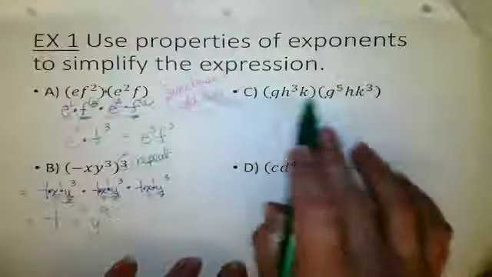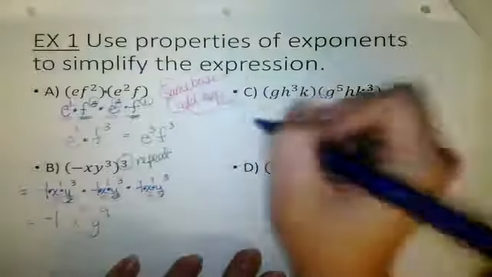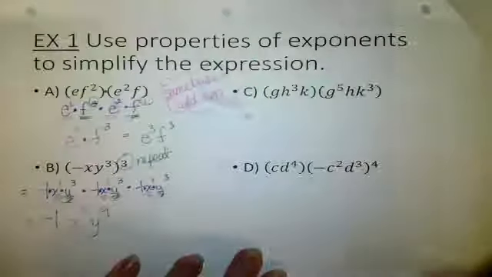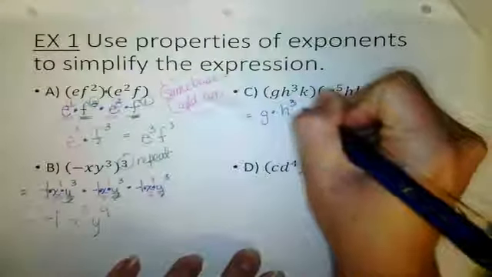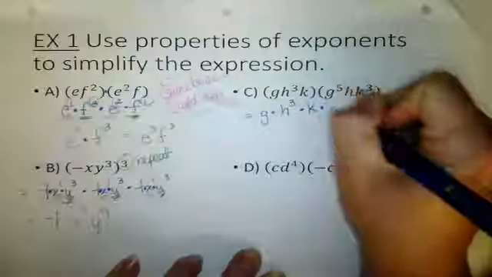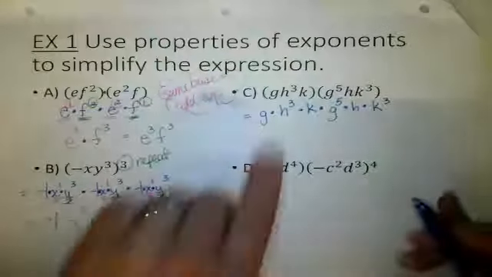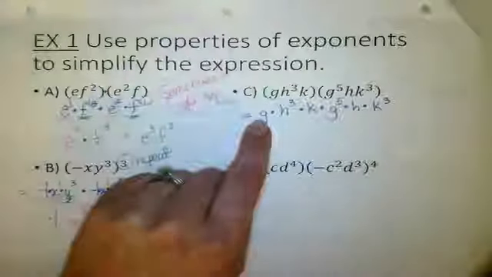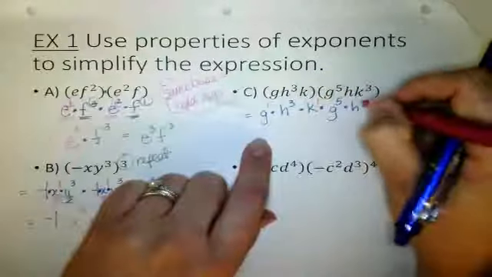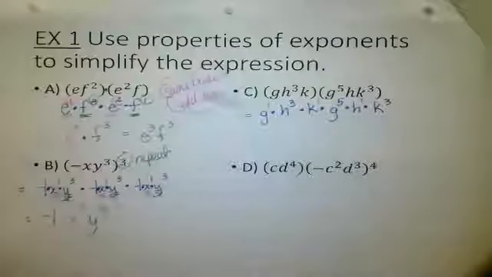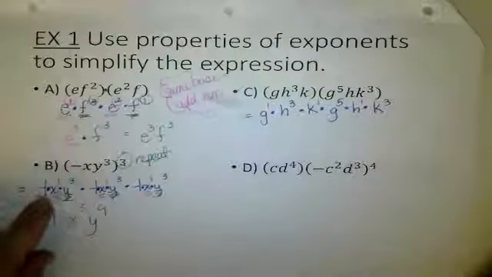Again, everything here in letter C is connected by multiplication. So I'm just going to expand, sort of separate these things with a dot, just so we can see them clearly. G times h cubed times k times g to the 5th times h times k cubed. Does g have an exponent? Yes, it has its own little exponent of 1. Each thing is going to have an exponent. Even these negative 1s had an exponent.